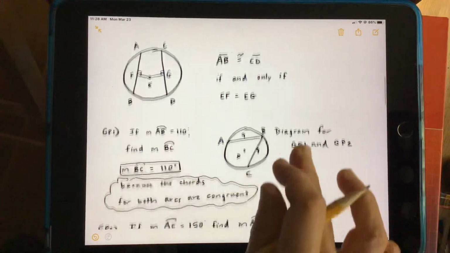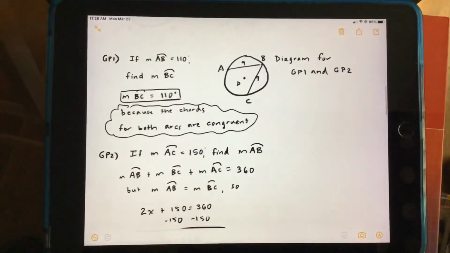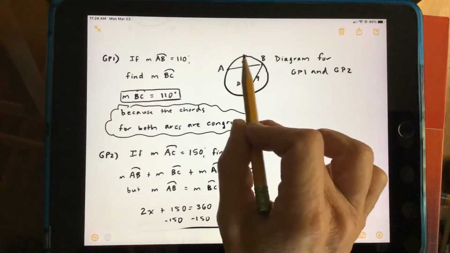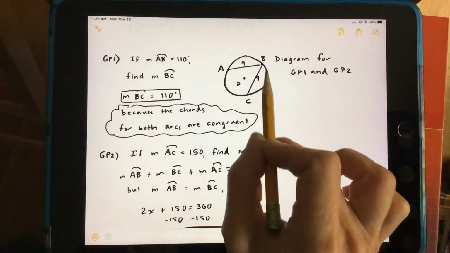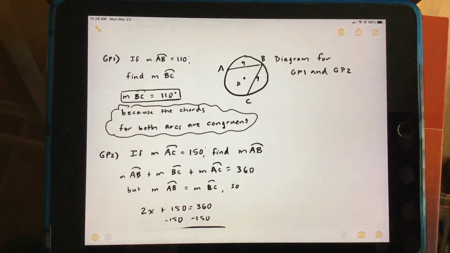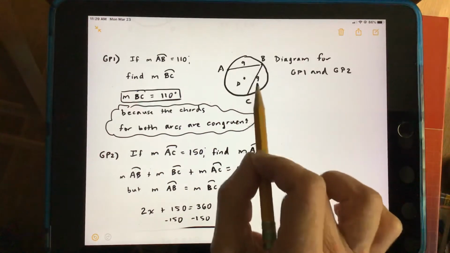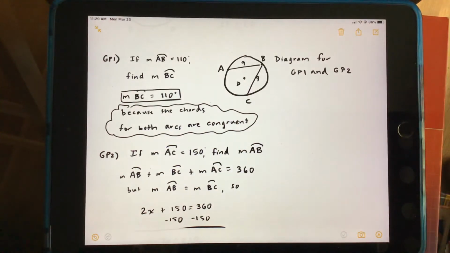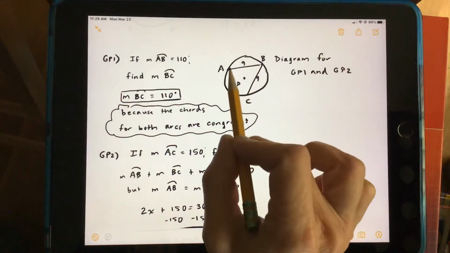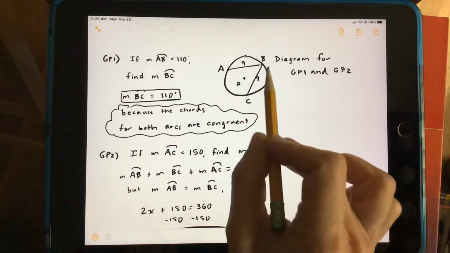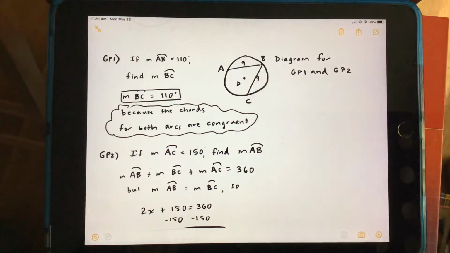Okay, now we're going to work some problems based on these theorems. For guided practice 1, if we are told that the measure of arc AB is 110 degrees, we're to find the measure of BC. Well, there's no calculating to do on this problem because if these chords are congruent, which they are, they both measure out at 9, then those arcs will also be congruent. So if AB is 110 degrees, then BC will necessarily also be 110 degrees.